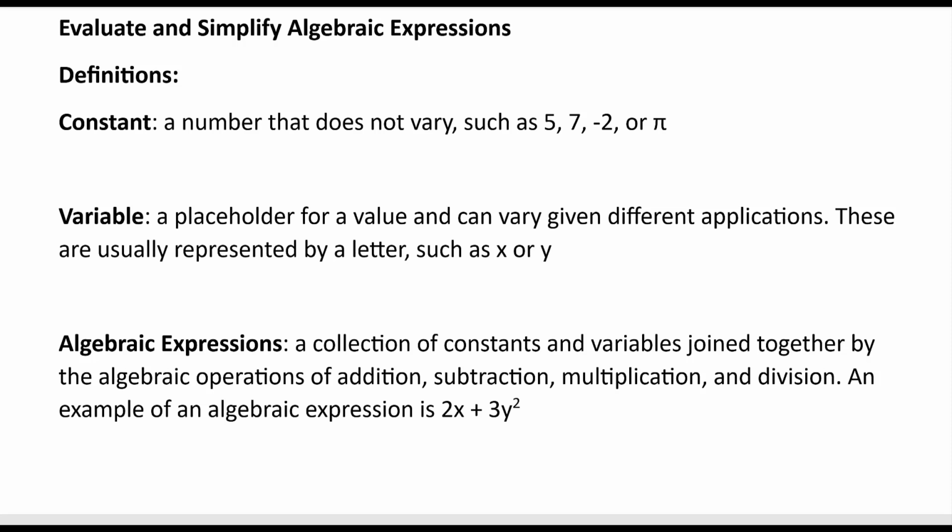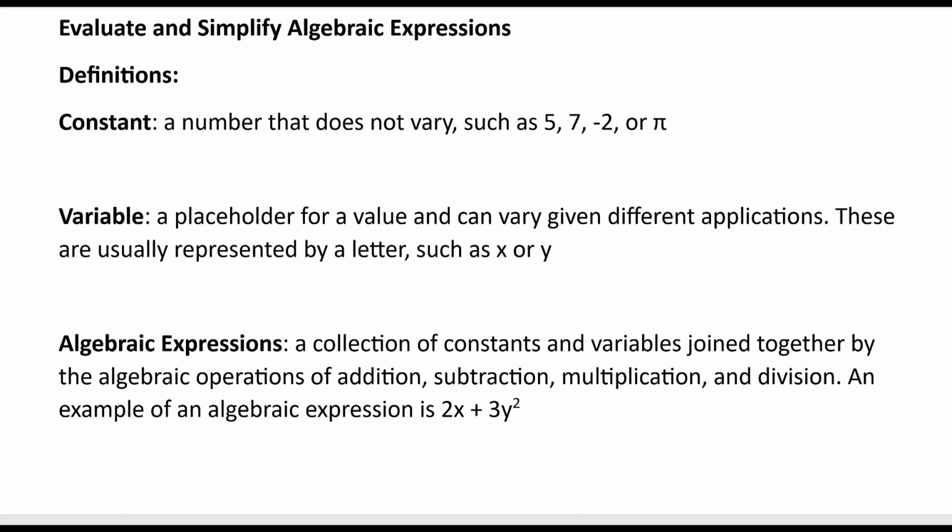Evaluating and simplifying algebraic expressions. So we're going to have to get some definitions down first. We have first the constant. That's a number that does not vary, such as a 5, 7, -2, or pi. These are numbers we work with often. These are just our numbers.